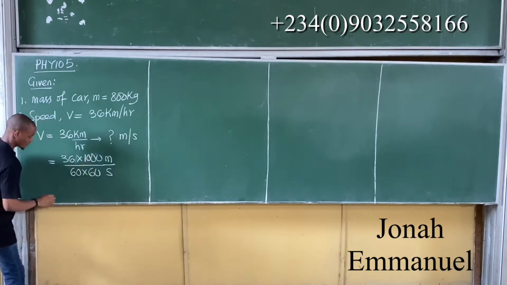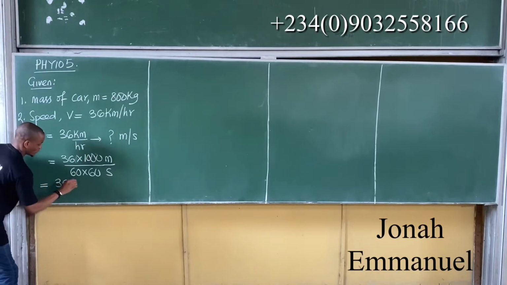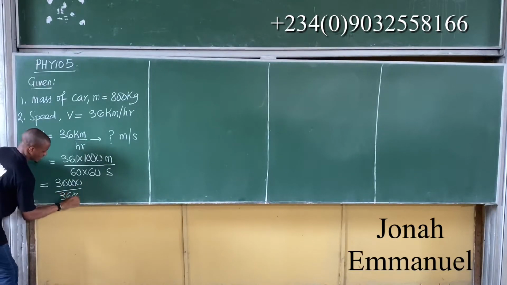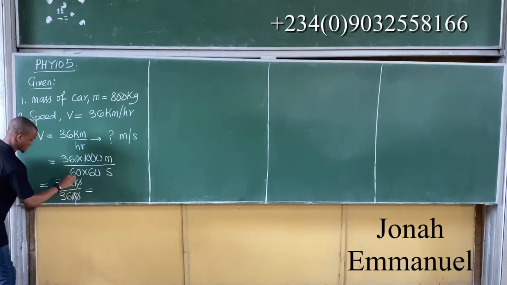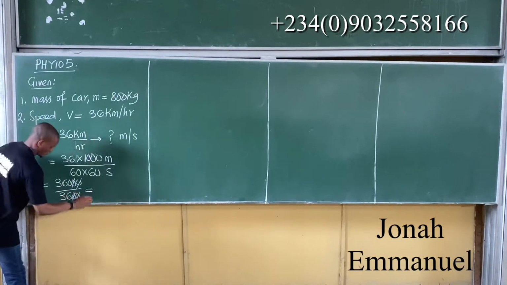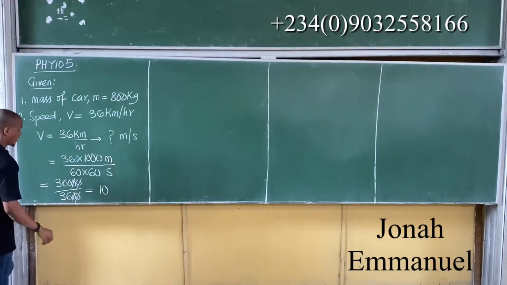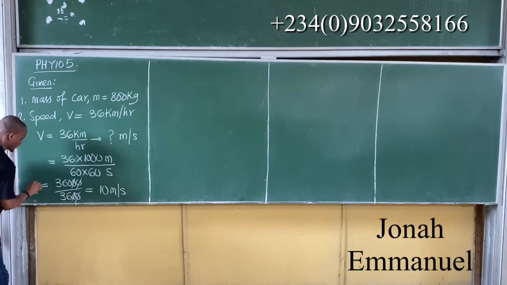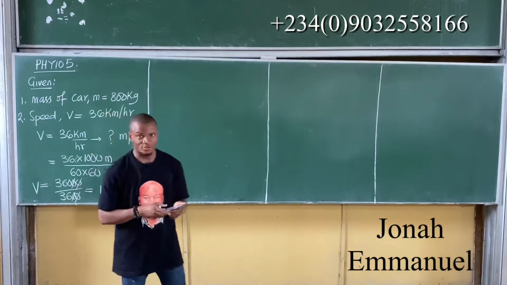From here, this will be equal to a value of about 36,000 all over 3,600. So this cancels this, this cancels this. I have about 10 meters per second. So I've gotten the velocity as 10 meters per second.